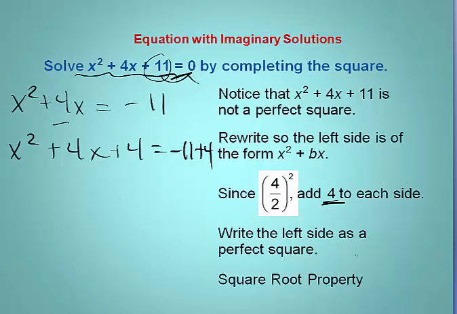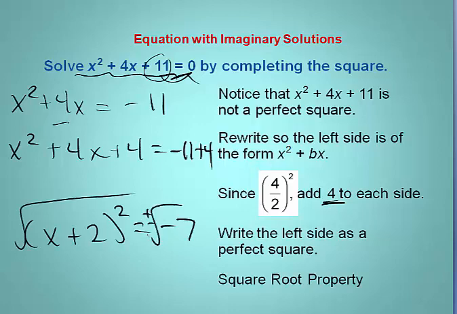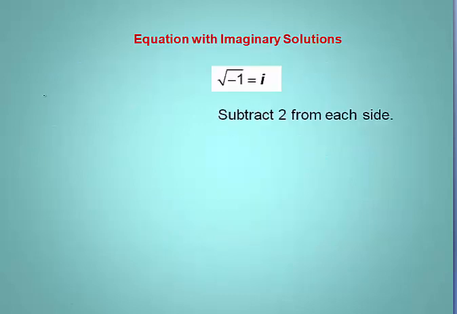We write the left-hand side as a perfect square and simplify the right-hand side. Then we take that square root property, negative 7, and then we'll bring the negative 2 over. Now, because we know about imaginary numbers, we can change that.